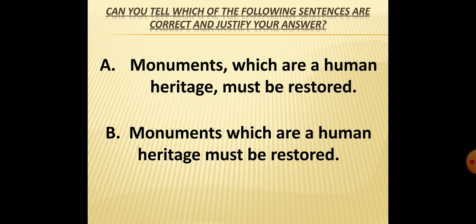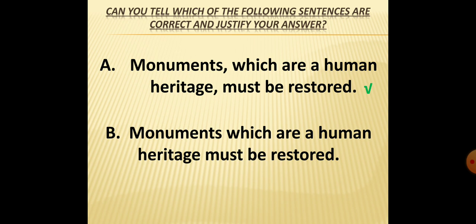If you can make the correct choice, then you would say it's A. Why A? Because when I say monuments, they are by definition a human heritage. Is it clear? All historical monuments, by definition, are a human heritage. So there is no need to say "which are a human heritage". It would be a repetition, a redundancy, if we were to use it here.